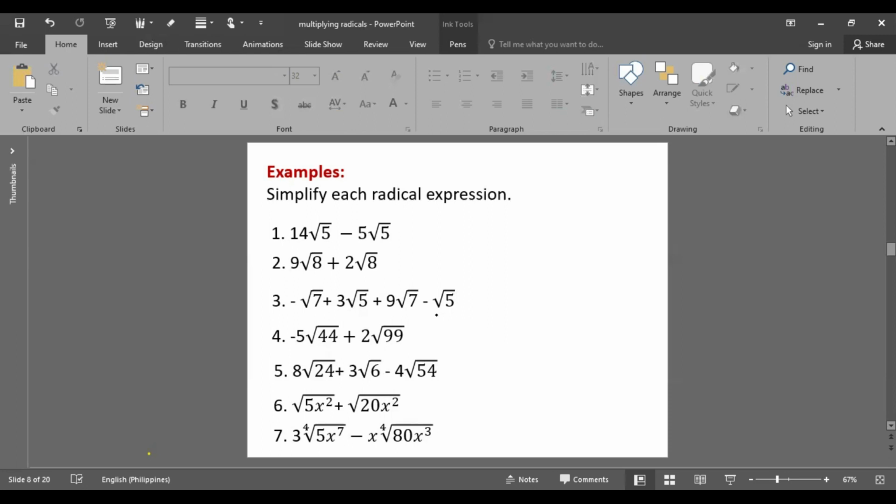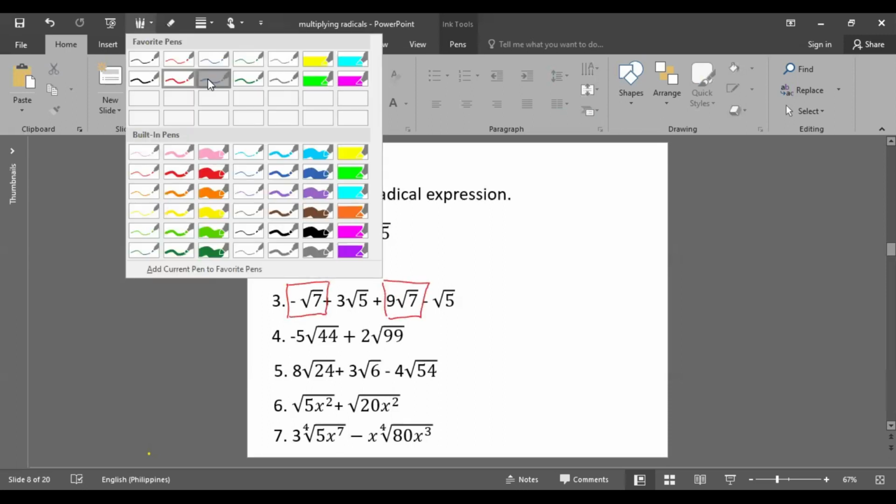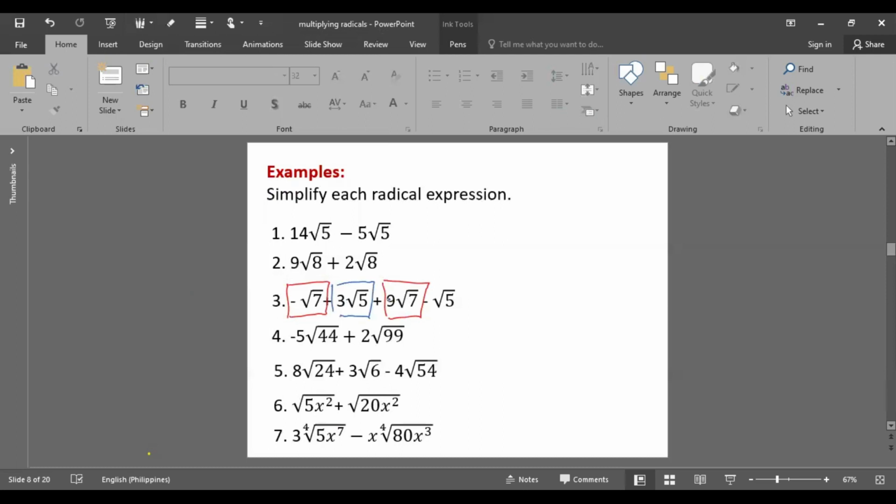So again, we can only combine those similar radicals. Alin kaya dito ang similar radicals? We can combine the first term and the third term. Also, we can combine the second term and the last term.